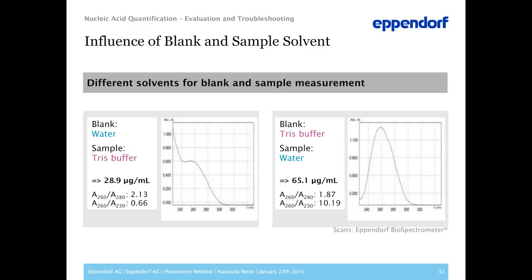We see a high impact on the spectra, which are far away from a normal DNA absorbance spectrum, as well as on the purity ratios 260 to 230. In the first example, additionally, the ratio 260-280 is slightly increased, whereas the second example shows a sample concentration which will be more than twice as high as the real value. From this result you see that it is extremely important to use the same solution for blank as for the sample solvent.